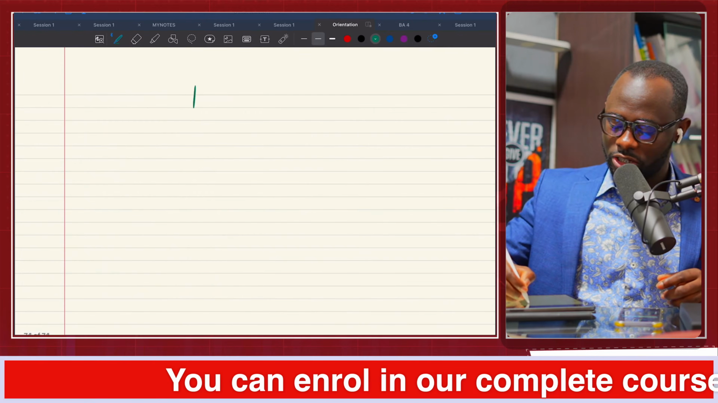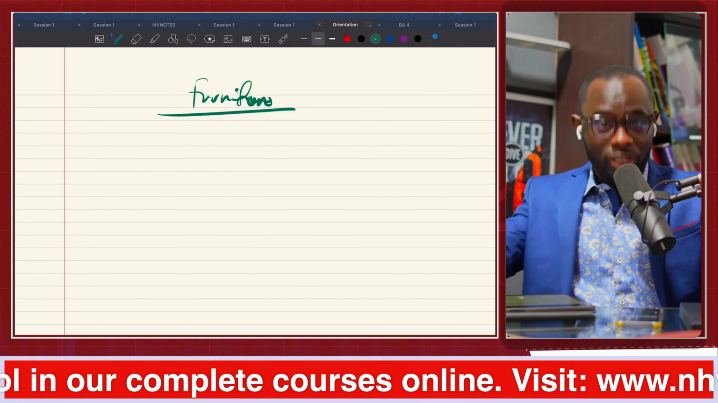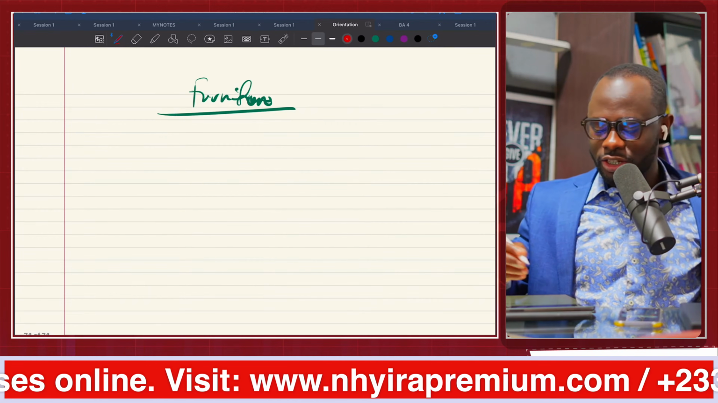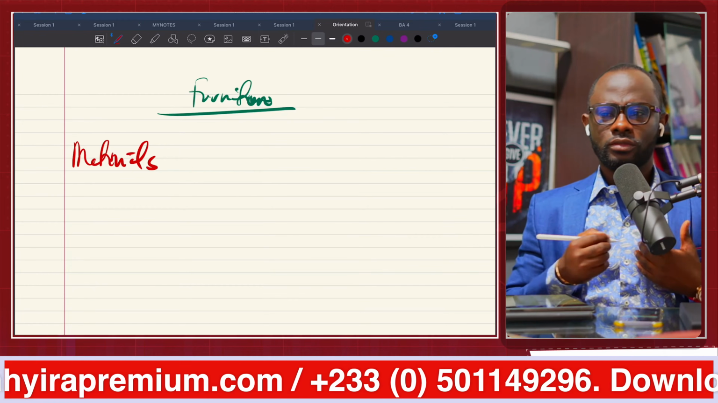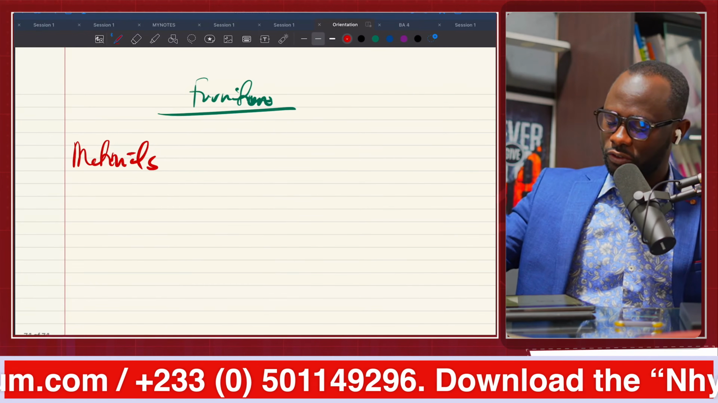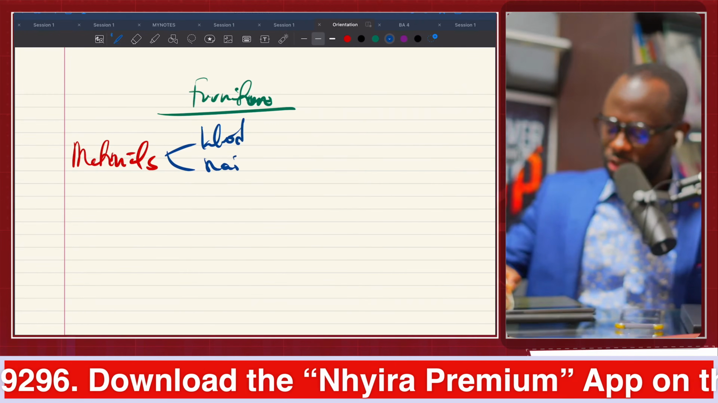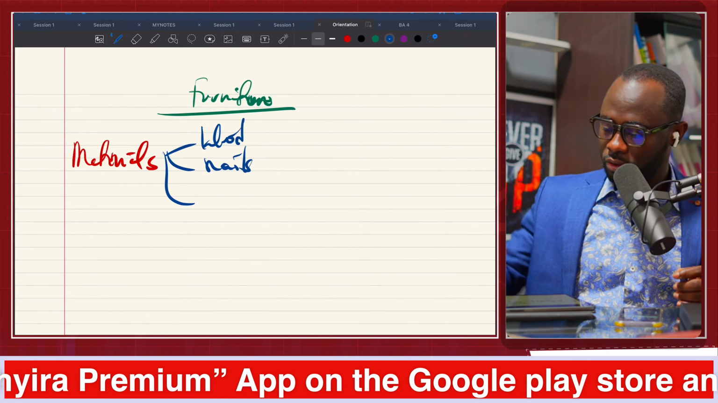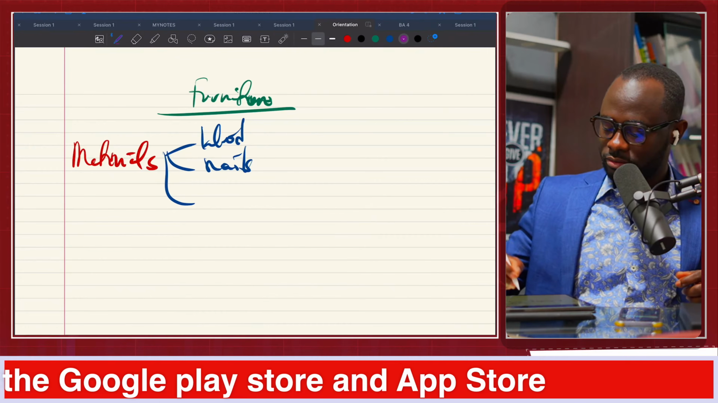Let's talk about furniture. You've all seen furniture before. You have one in your house, right? So when it comes to furniture, we need the materials for the furniture. Now, what are the materials we need for the furniture? We need wood, okay? We need some nails, all right? So the wood, the nails, pretty important. What else do we need?